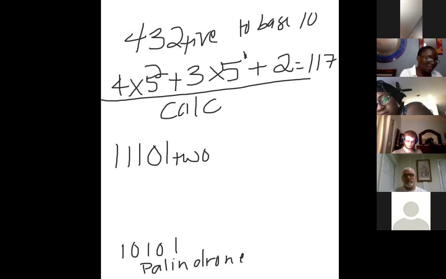I was going to say to you guys, this is a palindrome, but I forgot to mention that. I like mentioning the palindromes when I see them. You get a lot of palindromes in these problems. That's basically a number or a word that is the same thing forward and backwards.